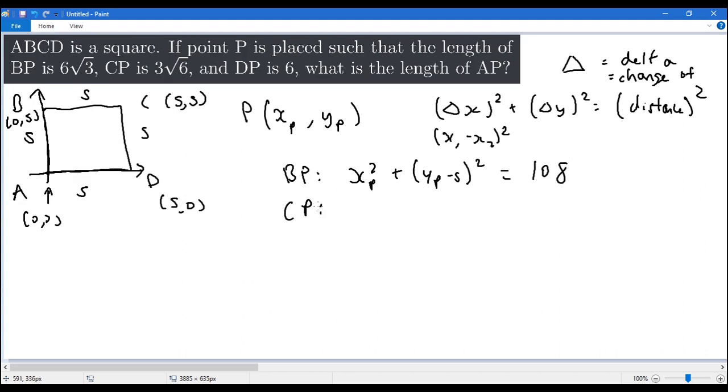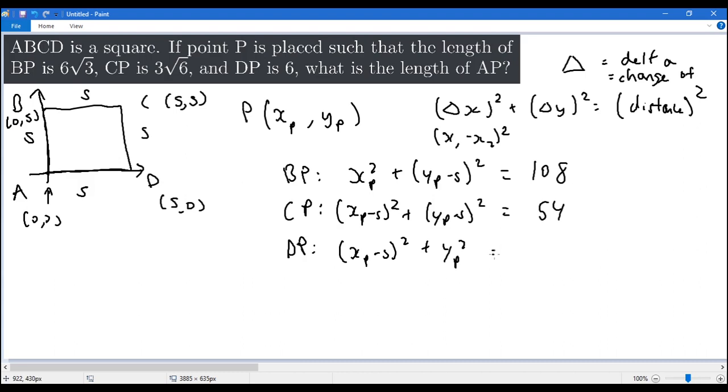CP, you can say S to xp, so that's xp minus S squared, and yp minus S squared. We have 3 root 6. 3 squared is 9 times 6, that's 54. And then DP. And this one we have x as xp minus S, and y is just yp squared. And that is easy, 36.